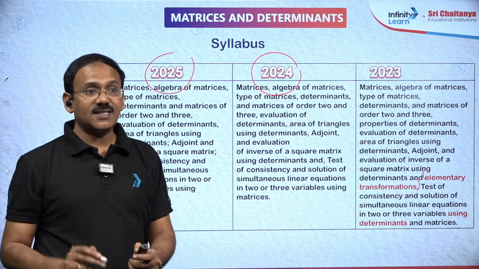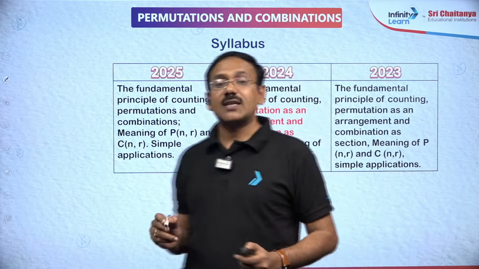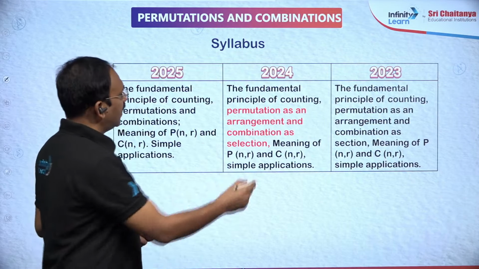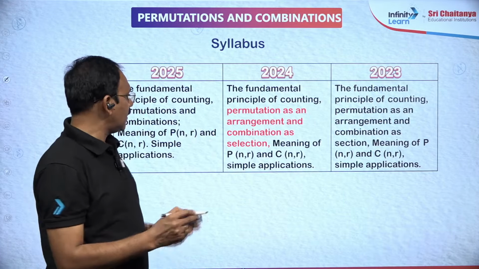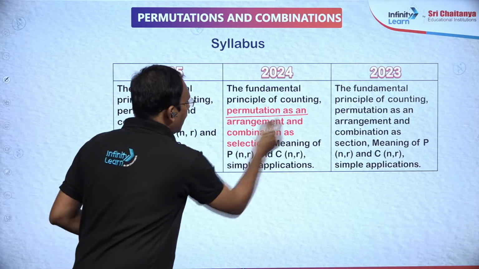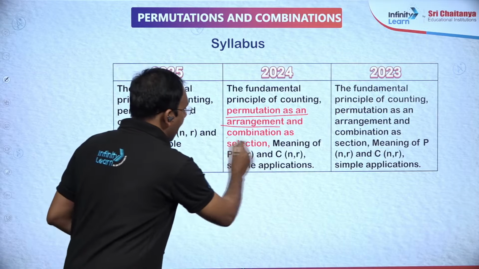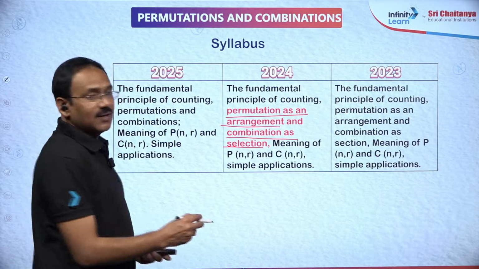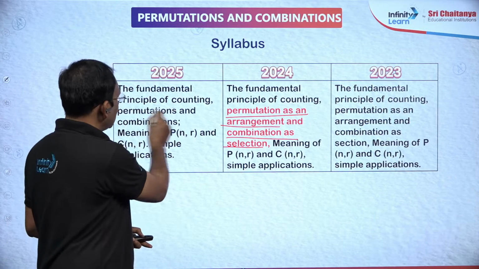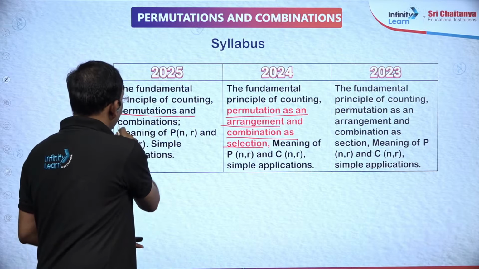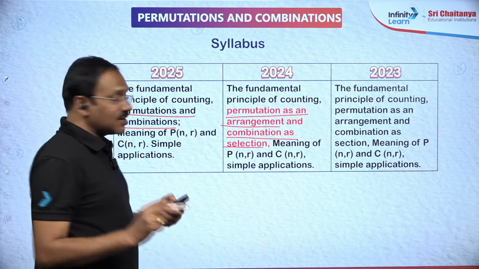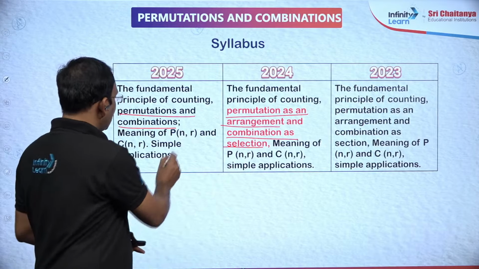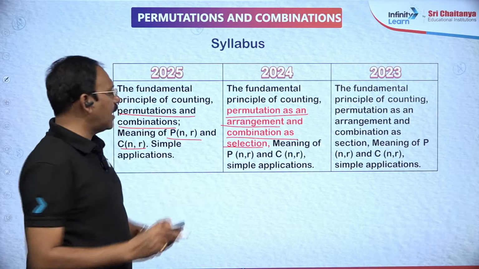Next you see permutations and combinations. You can observe here that 2024 and 25 are almost the same, but certain changes are terminology wise. In 24 it is mentioned as the fundamental counting principle, permutation as an arrangement, and combination as a selection. This terminology is used in 2024, whereas in the 25 syllabus he has mentioned the fundamental principle of counting, permutations and combinations. Rest of all, meaning of nPr and nCr, simple applications.